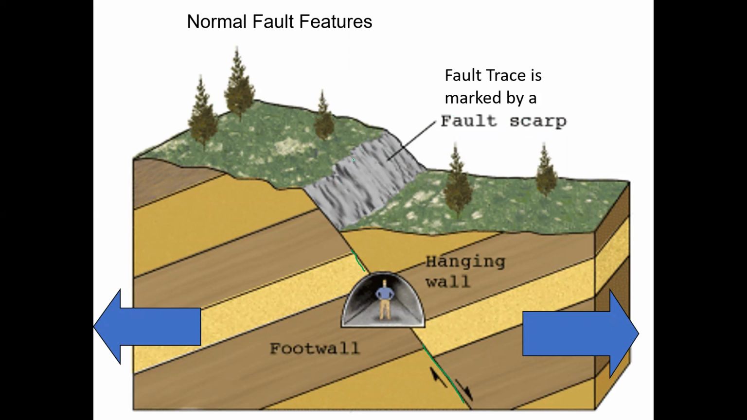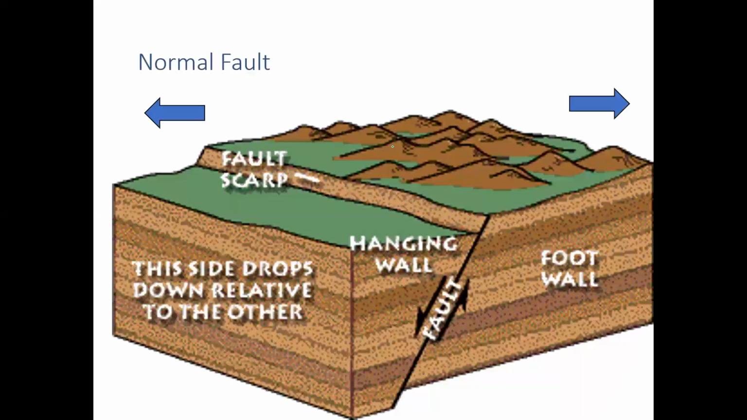And especially when these are fresh, you know that there's been movement throughout time. They can get weathered and eroded away, and it becomes a little bit more difficult to detect these out in the field, so you might have to have another way to determine that faulting has occurred.